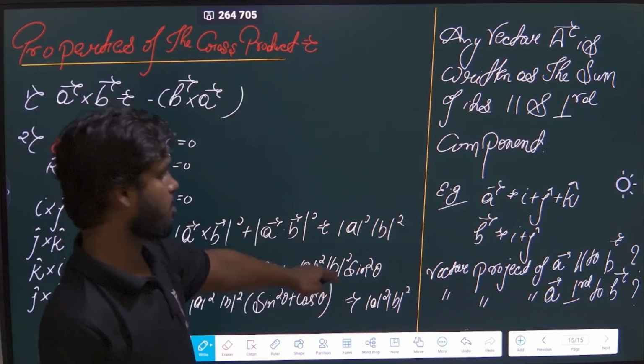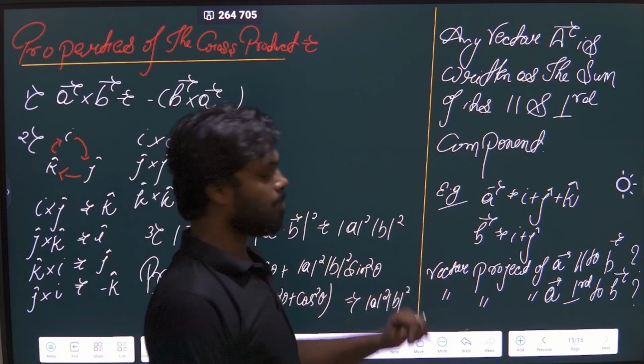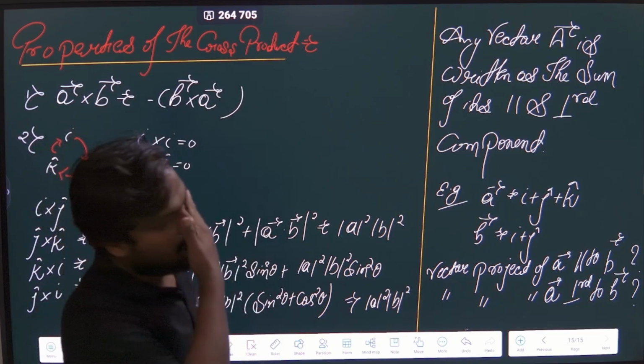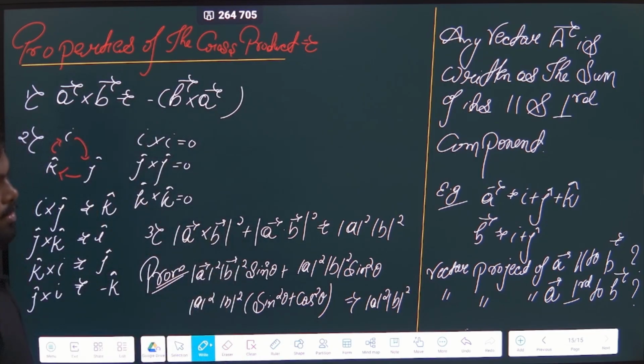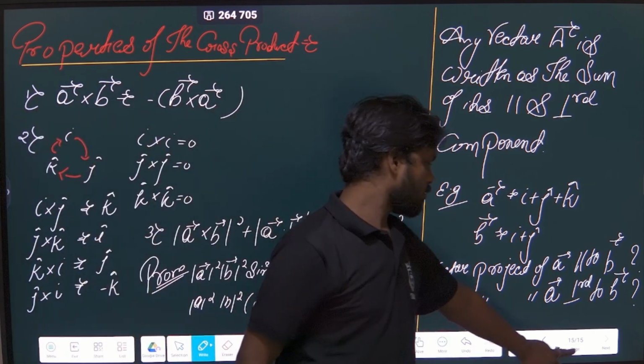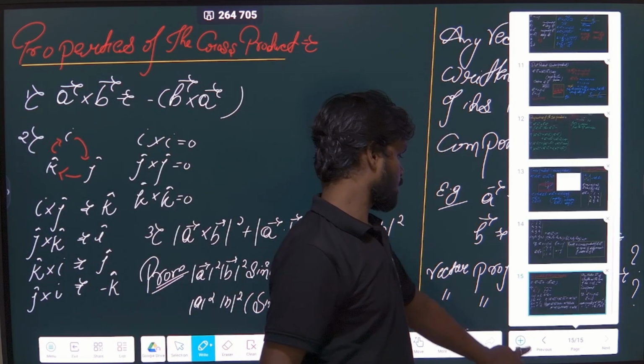See, parallel projection is simple. How to do the perpendicular projection? How to solve this? Just put one attempt. I will explain how to solve. Okay, first you have to put your own attempt. It's a good question.